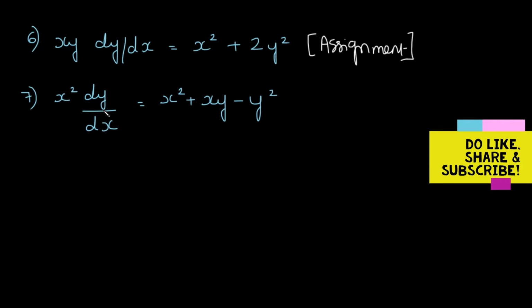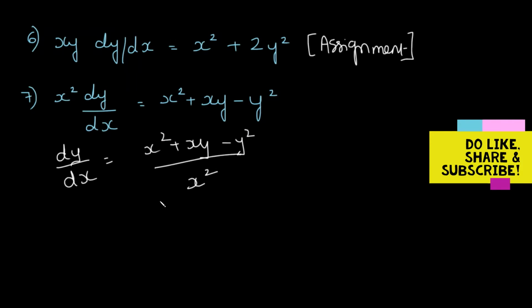Now on the seventh question, the question is x square dy by dx is equal to x square plus xy minus y square. The first step is simple enough. We just write dy by dx is equal to x square plus xy minus y square upon x square. And then in the next step we substitute. Let y is equal to tx, and dy by dx we get as usual as t plus x dt by dx.